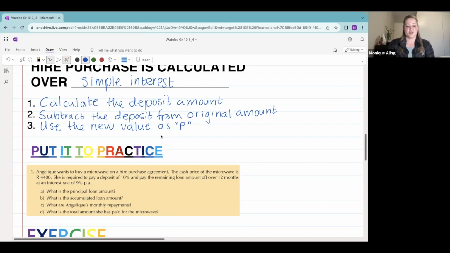Okay, so question A, what is the principal loan amount? Who can tell me what is the principal loan amount? What do I mean by principal loan amount? Tiana, yes, on fire today.